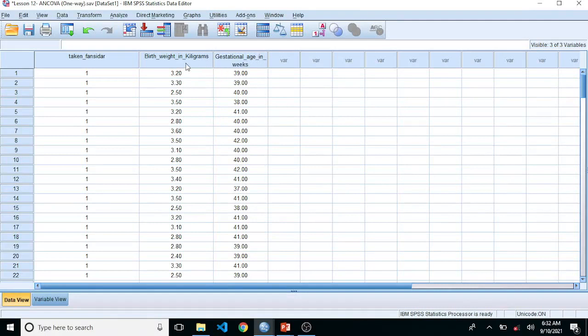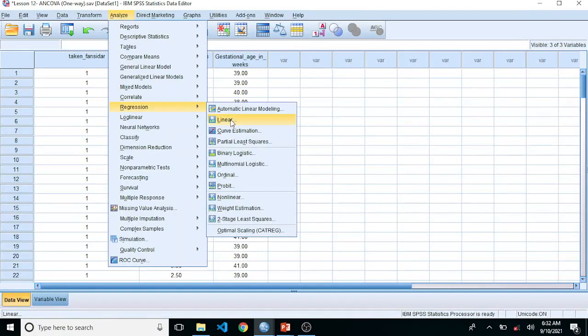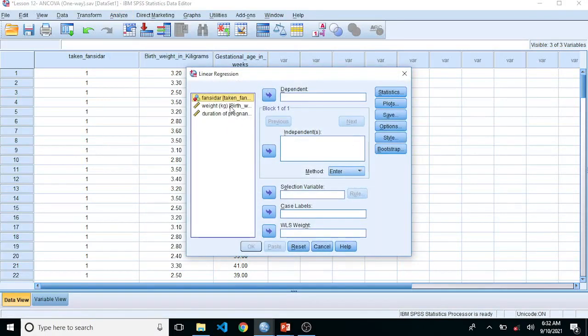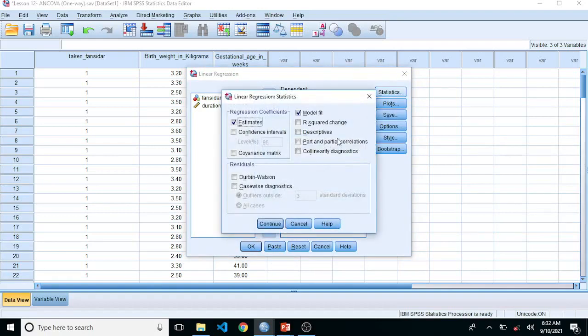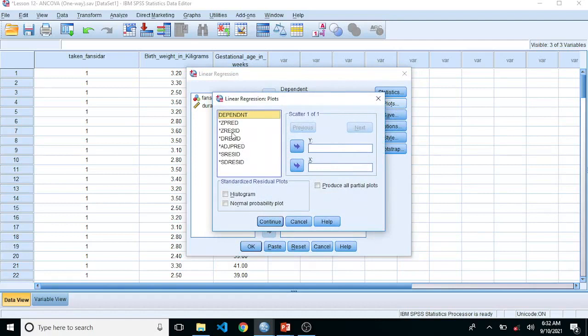So we will come to Analyze, Regression, Linear. The dependent variable is weight in kilograms, and the independent variable, well, we can just put in a fixed factor. Statistics, nothing. Plots, yes, we're plotting our residuals against our predicted values, so ZRESID against ZPRED, and one normal probability plot.